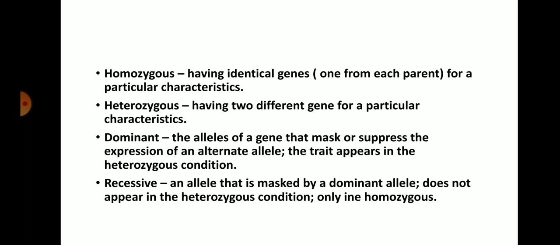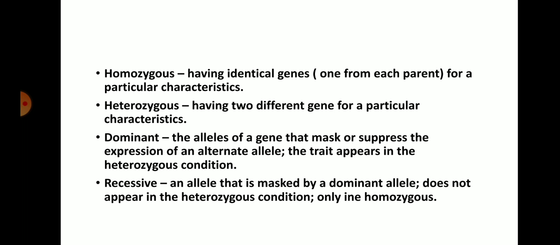Next term, homozygous. What is meant by homozygous? Homozygous means having identical genes, one from each parent, for a particular characteristic. It may be height or color. These identical genes are known as homozygous. They may be capital TT or small tt. Homo means similar: similar or identical genes transmitted from each parent for a particular characteristic.